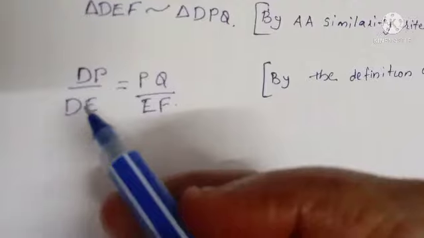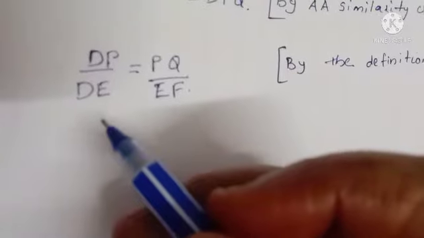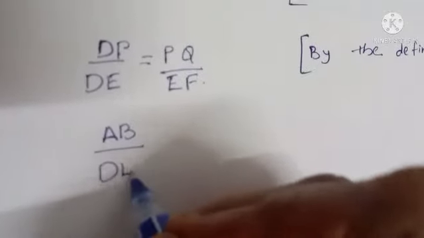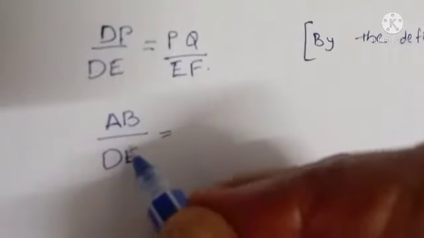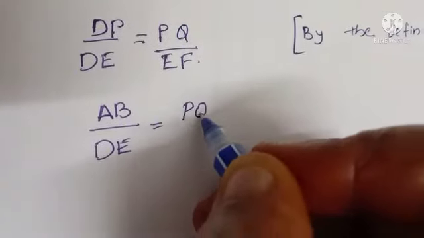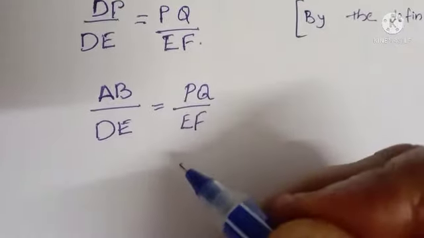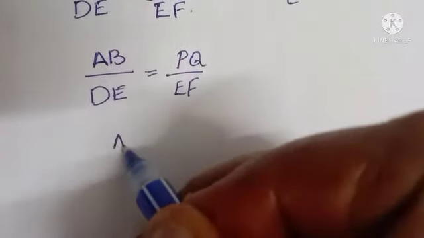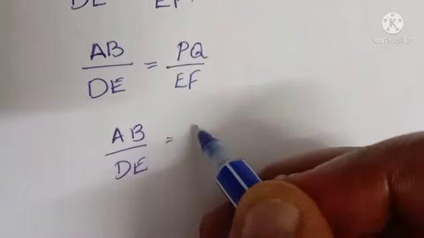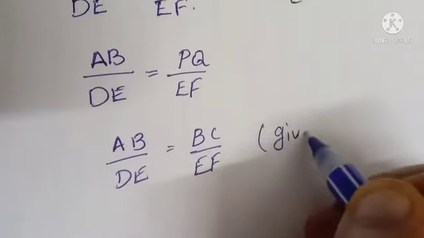Now we have to substitute DP by AB, because we constructed it like that. So DP we rewrite as AB, DE stays the same. PQ we can't rewrite, because only DQ is equal to AC, so PQ by EF remains as it is. So AB by DE. We already got AB by DE equal to BC by EF; that is given.